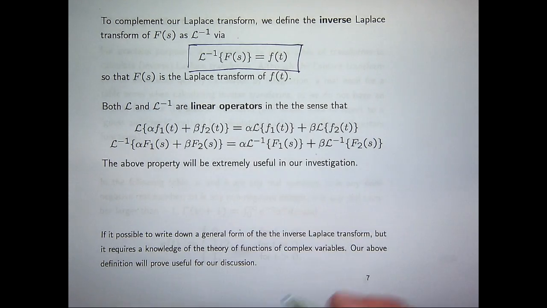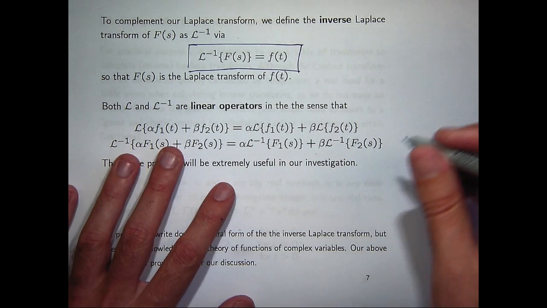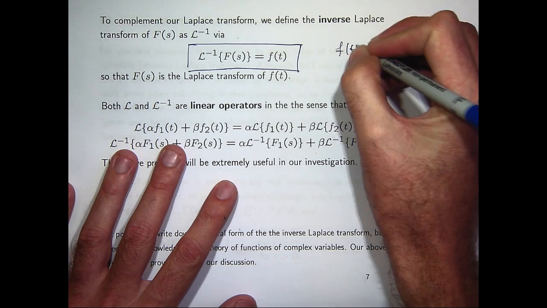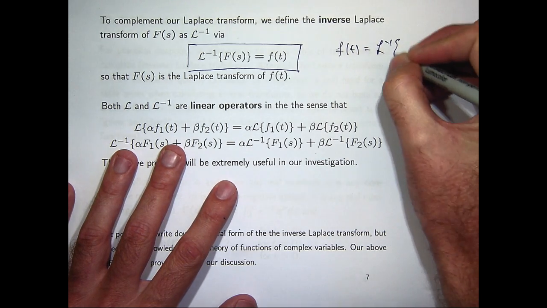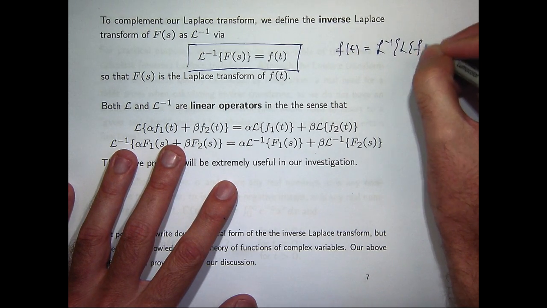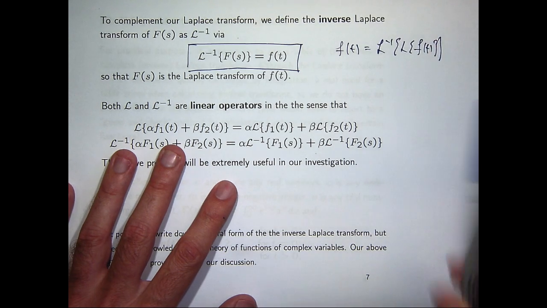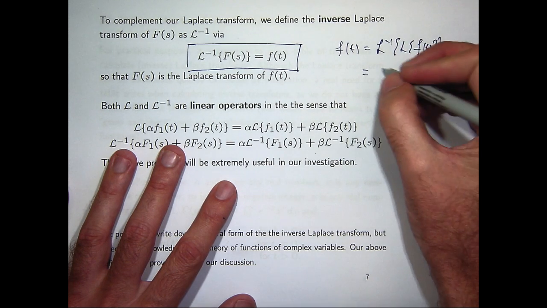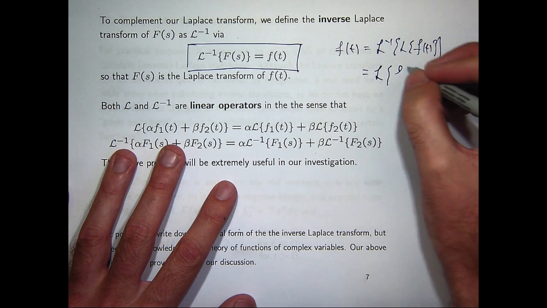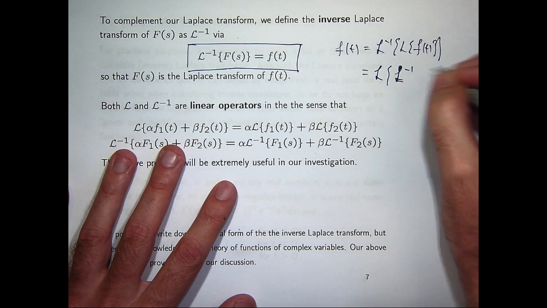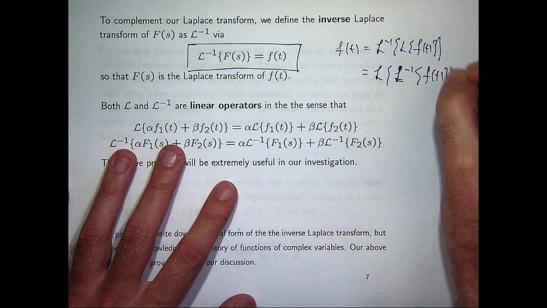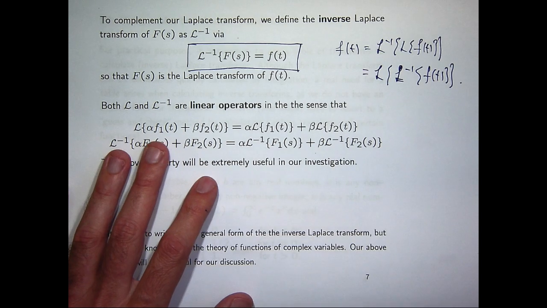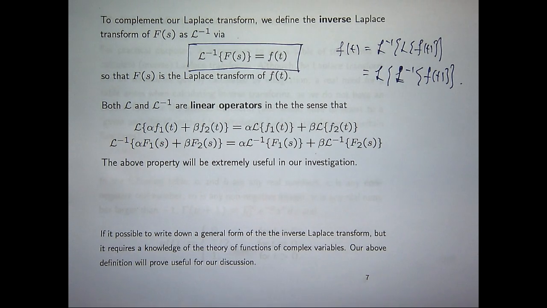So, let me expand on this a little bit. If I take the transform and then take the inverse, they cancel each other out. And similarly, if I take the transform of the inverse, it cancels out. Okay, so think of the inverse Laplace transform as undoing or retransforming.